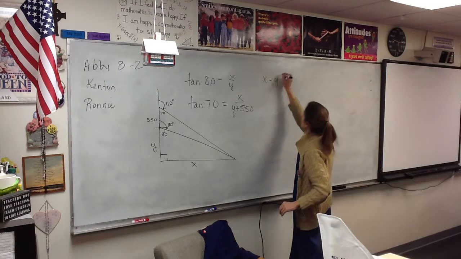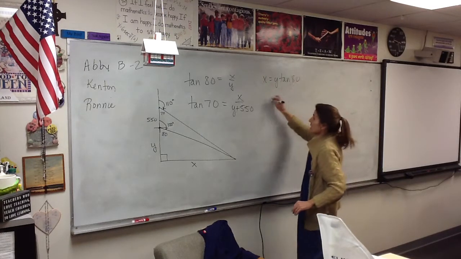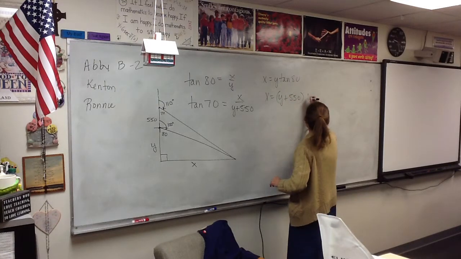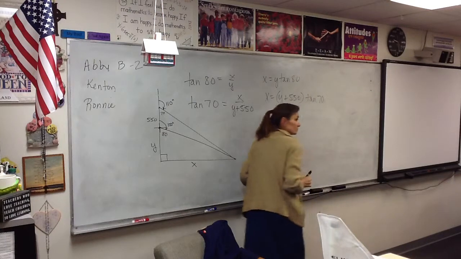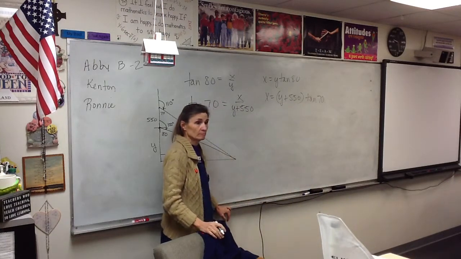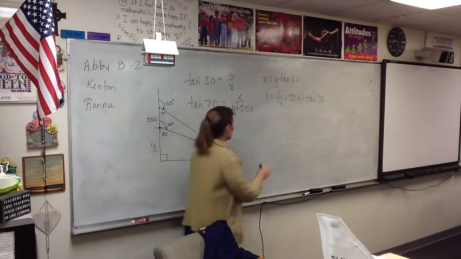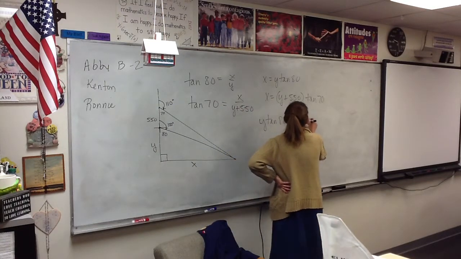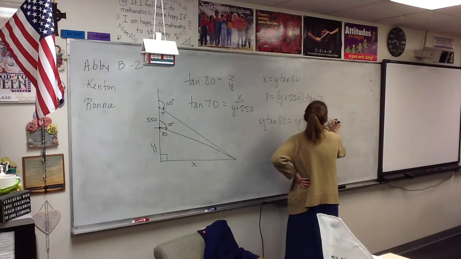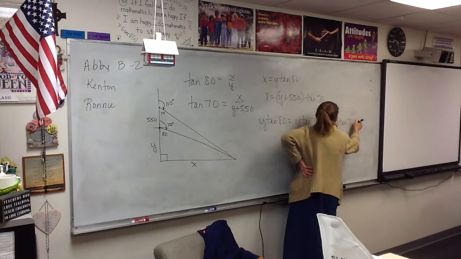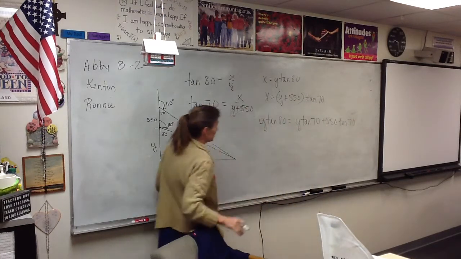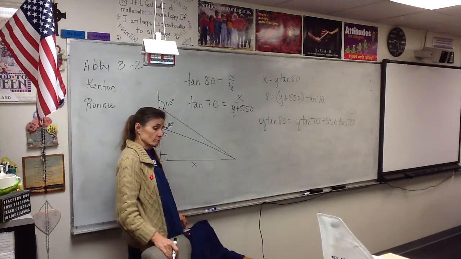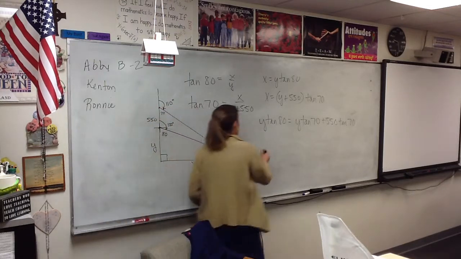So x equals y tan 80, and x equals y plus 550 tan 70. They equal each other, so y tan 80 equals y plus 550 times tan 70. I'm distributing also. Not only am I setting them equal to each other, but I'm distributing. And put the y's on the same side.